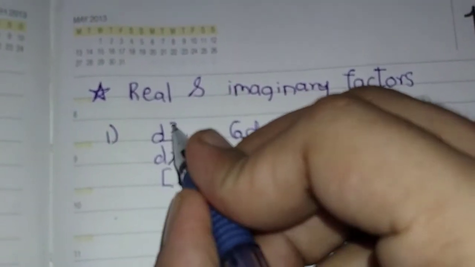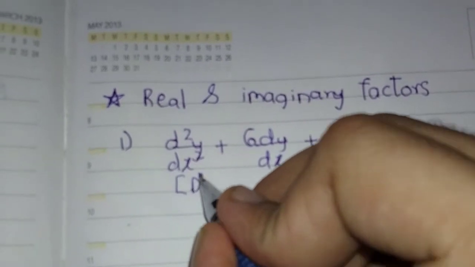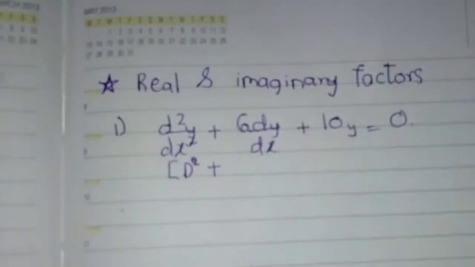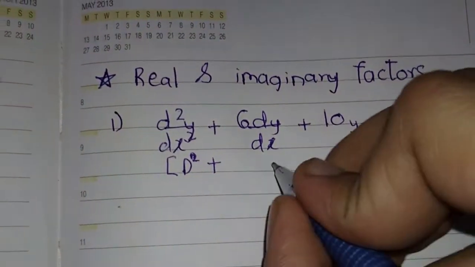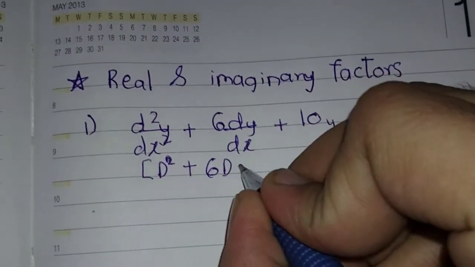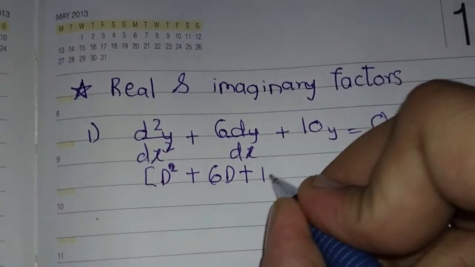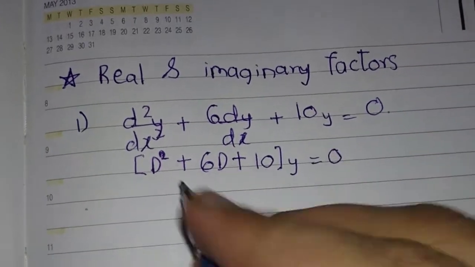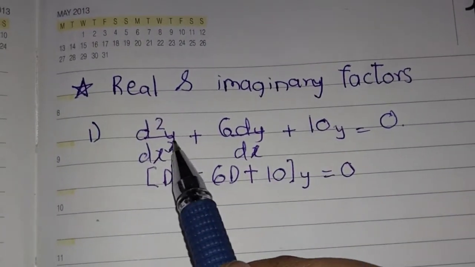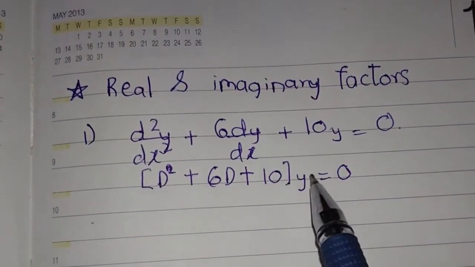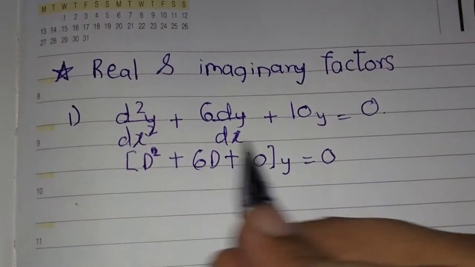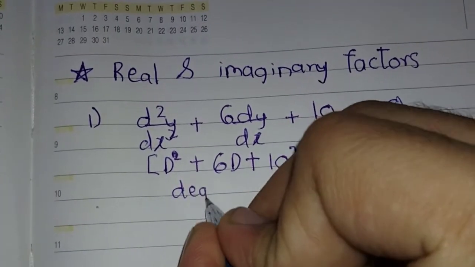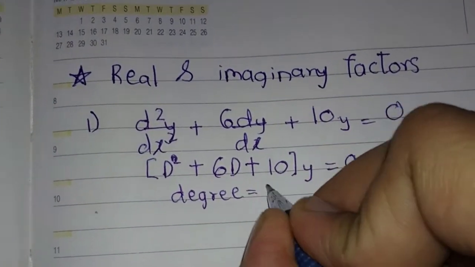D square, the highest power is 2, so writing here 2, plus 6D plus 10, taking y common, is equal to 0. The y term is common here, so taking it common out of the bracket. Now the highest power is 2, so degree is equal to 2.